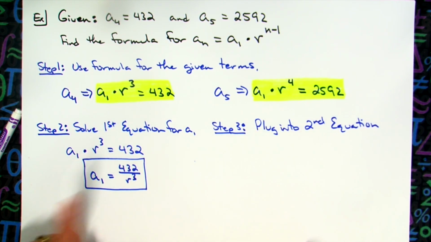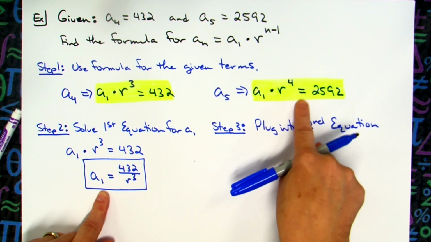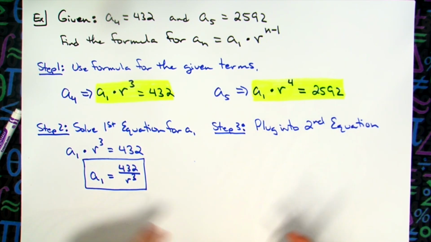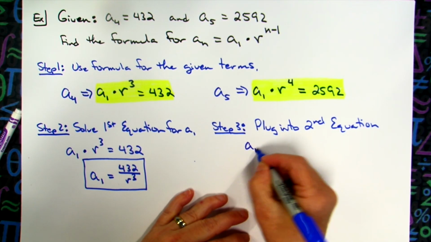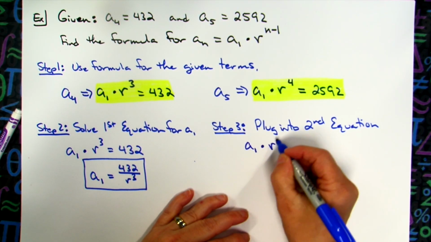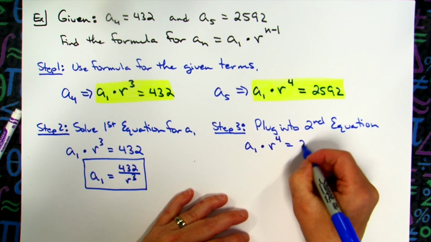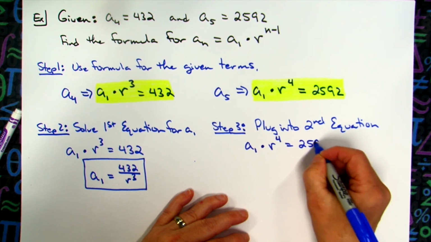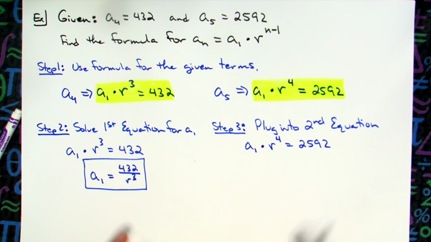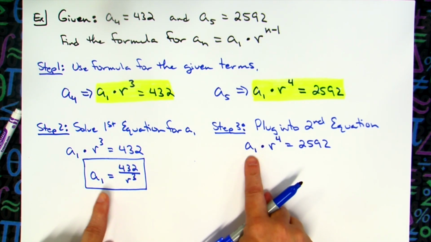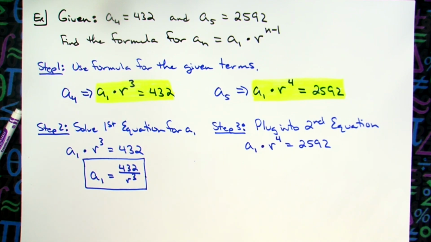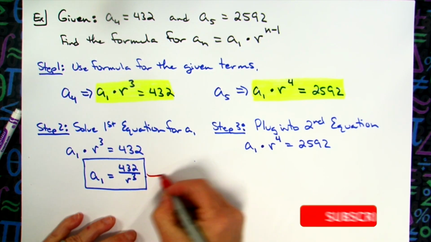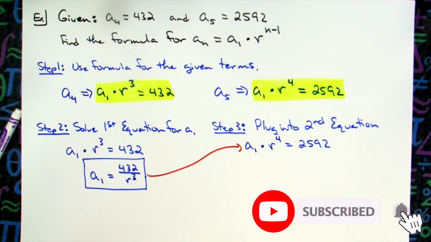All right, so I'm going to take this and plug it into this second equation. I'm going to write the second equation first: a sub 1 times r to the fourth power equals 2,592. I'm going to replace a sub 1 with what I know it equals. So let's use a different color. I'm going to plug that in right there.